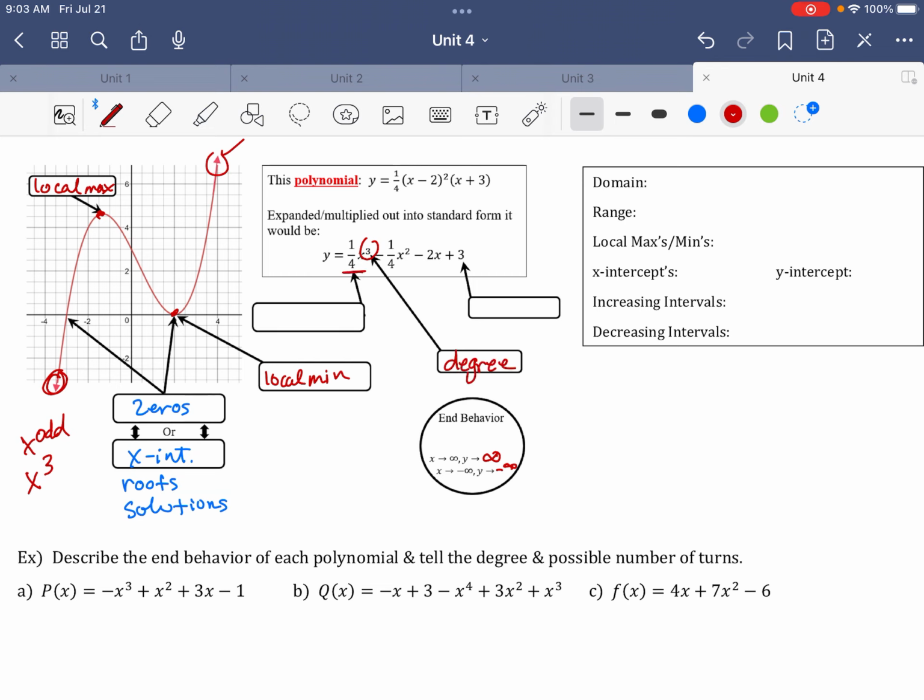Now this number up here, this is a coefficient. And since it's the first one with the highest degree next to it, it's called the leading coefficient.